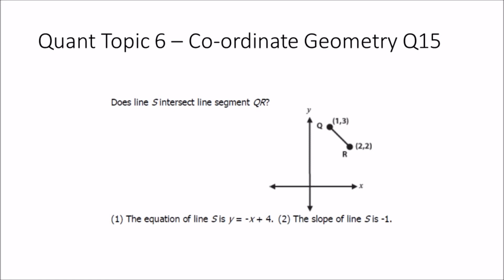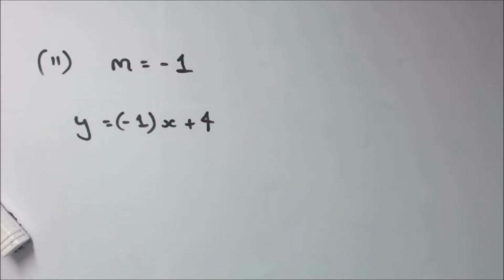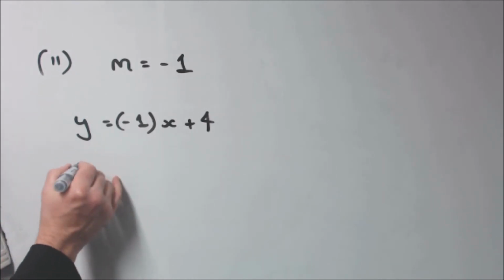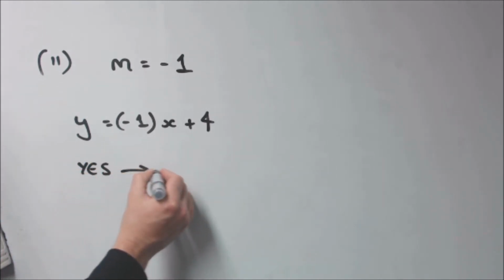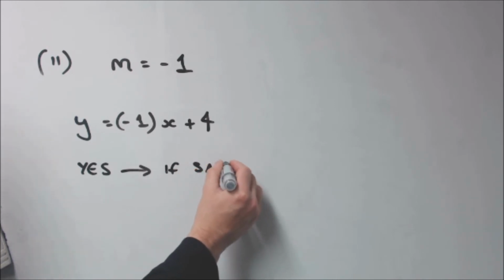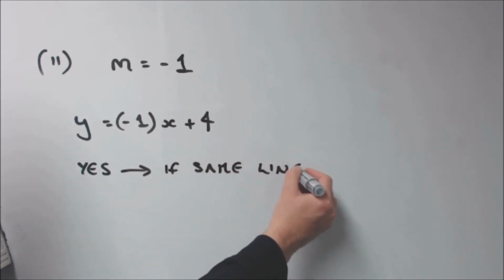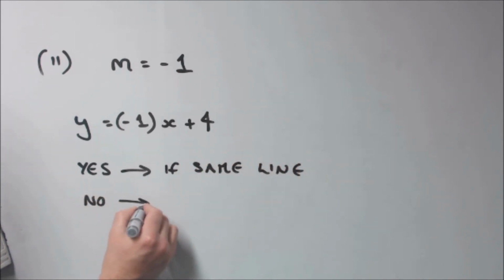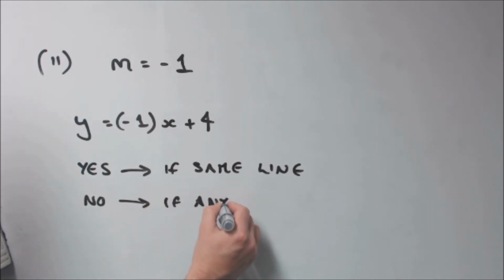But actually you have to have the approach of trying to find a yes and a no when analysing yes-no questions in data sufficiency, and in fact both are possible here. The reason being, it could be the same line or it could be a line that's parallel. The line that's parallel will have the same slope but never intersect the line with the segment QR.